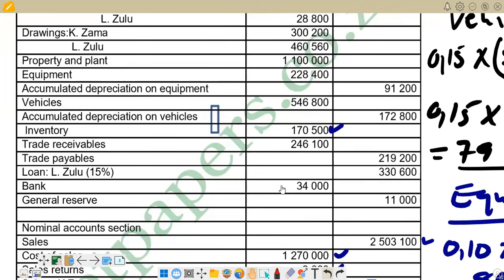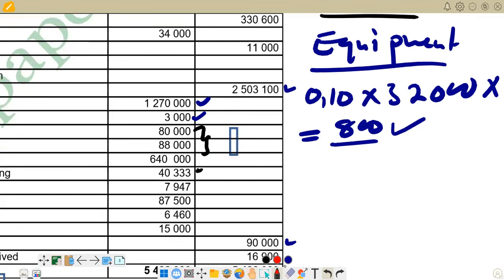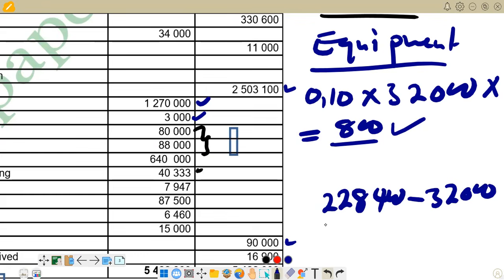So what are we going to do? We are going to say 228,400. You subtract the 32,000, so that you get the cost at the beginning of the year. So we say 228,400, then you subtract 32,000. Then you get your 196,400. So this is what we have.